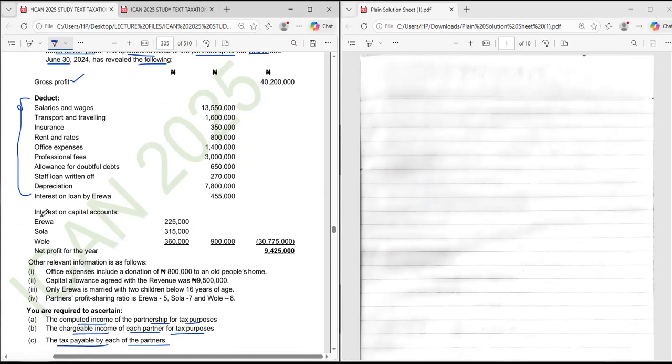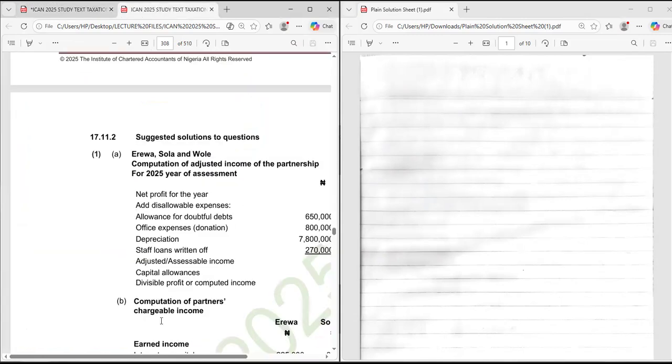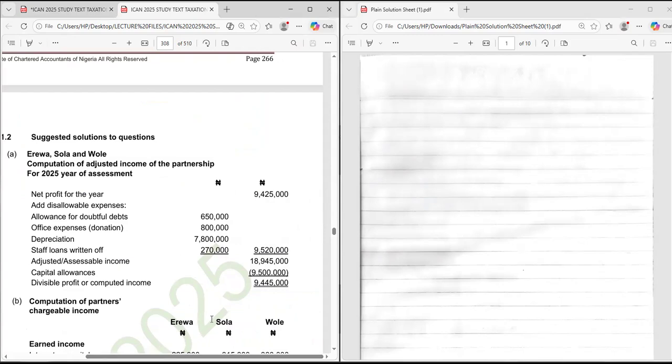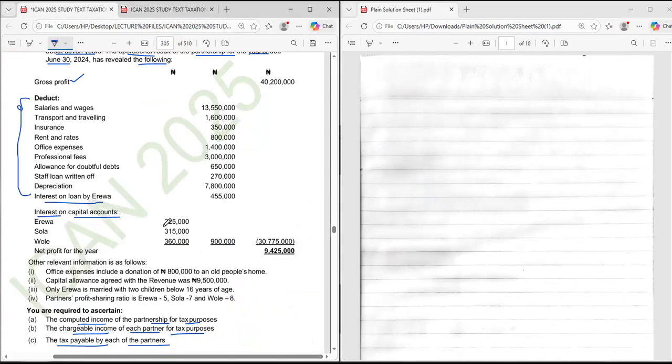Do you understand? They said interest on capital account. So what does that mean? And look at this part, interest on loan by Arewa. Okay, so now look at what is happening here. Arewa gave them a loan and is receiving interest. And the interest on capital accounts is the interest that they're collecting for giving their capital to the partnership.